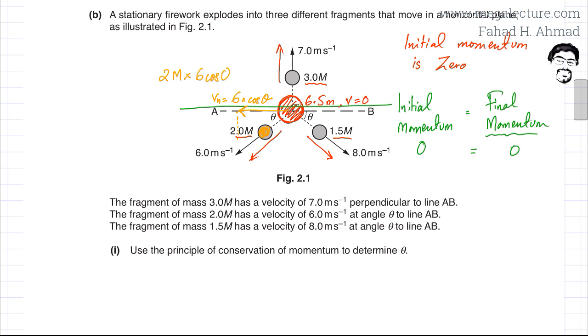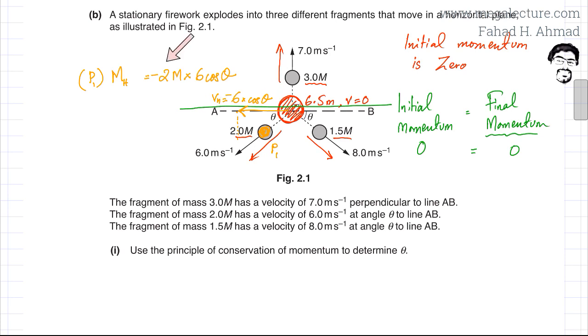cosine of theta, and this would be my horizontal momentum, and I'm going to call this particle 1. This is the horizontal component for particle 1. I'm also going to add a negative sign in front of it, because I'm taking this horizontal direction as the positive direction. To the right is positive. So if it's moving to the left, that would be the negative direction of the horizontal component.